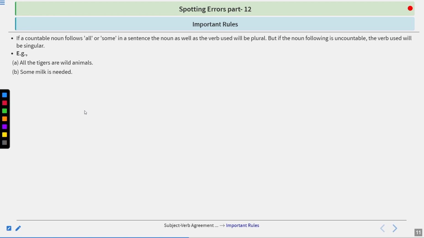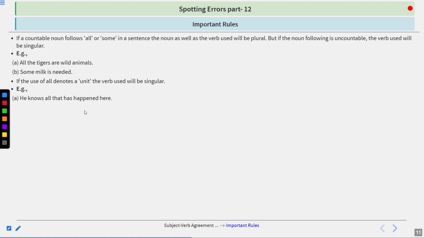Some milk is needed. So again, milk is an uncountable noun, and we have used a determiner, or you can say an adjective, before it, which is some. That's why we have used a singular verb here. If the use of all denotes a unit, the verb used will be singular.